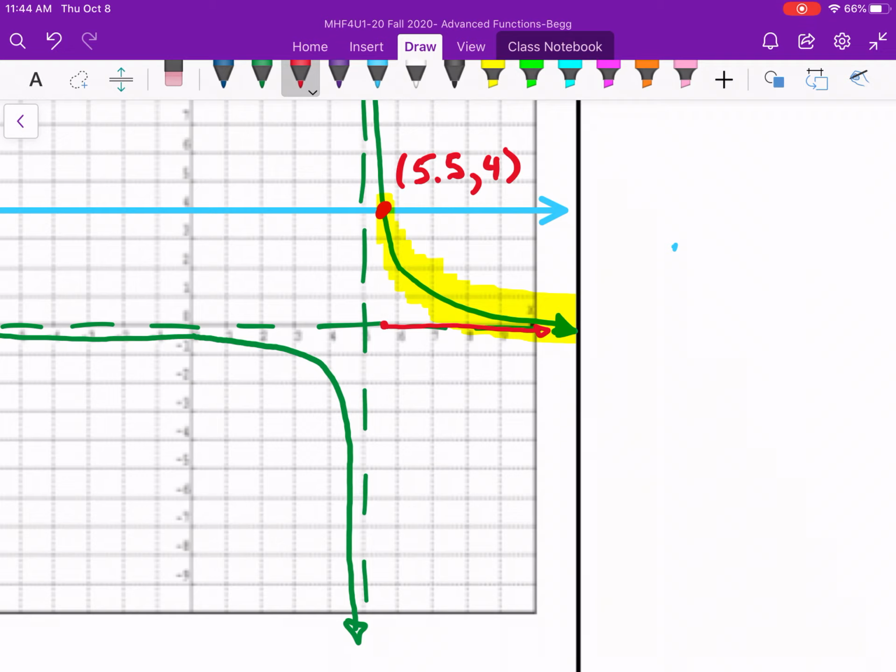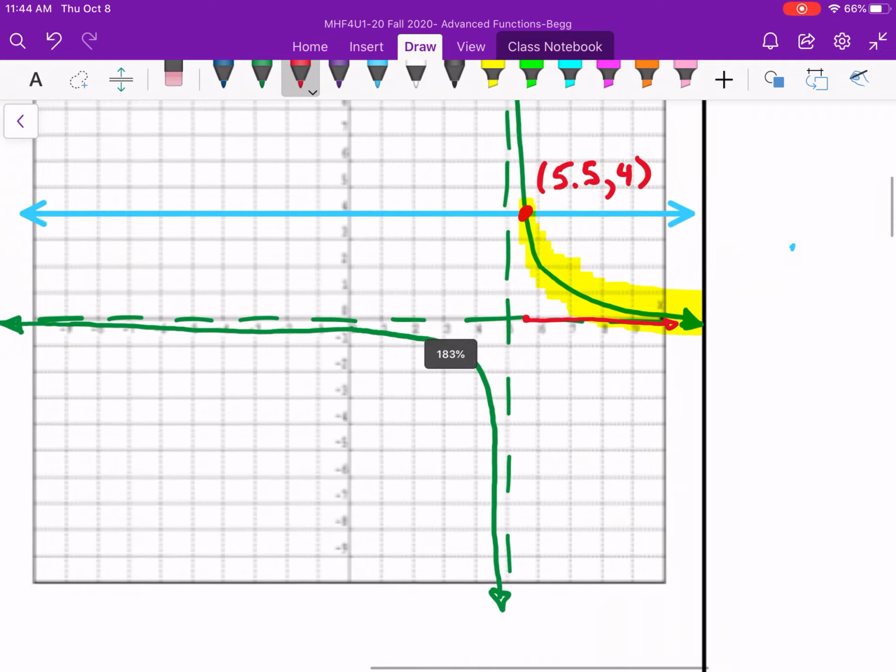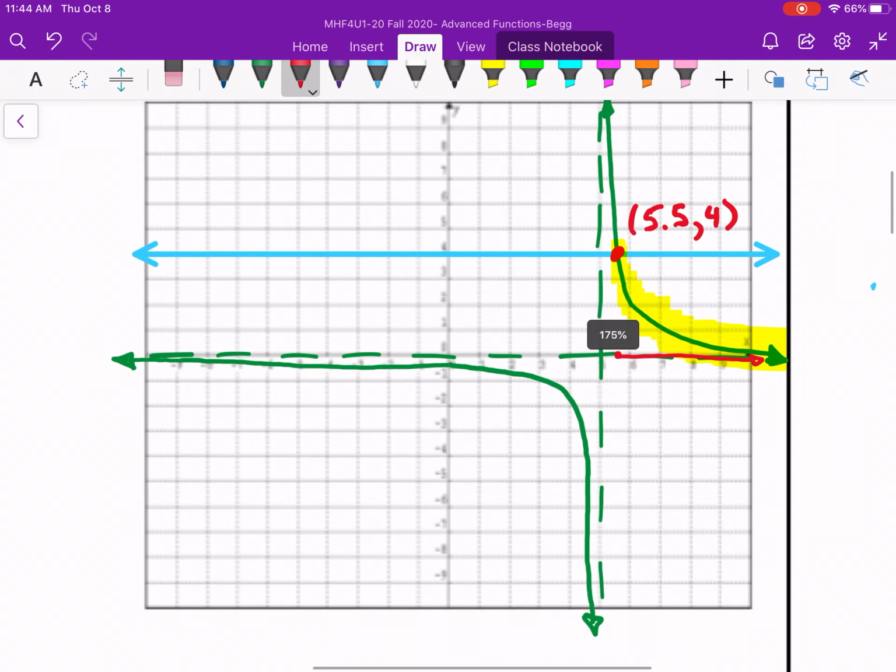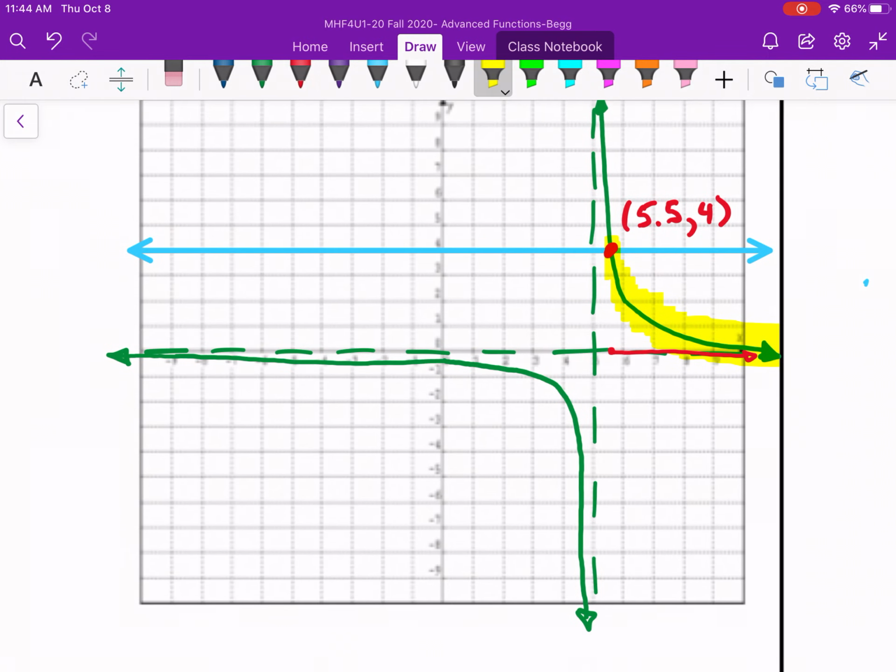However, that's not the end of the story. We can clearly see from looking at the rest of the graph that all of this part of the graph here is below the blue graph, right? That is definitely less than 4, what I just highlighted there. And we didn't get that when we solved it algebraically. So our full solution is actually going to be x is greater than 5.5, and x is less than 5.